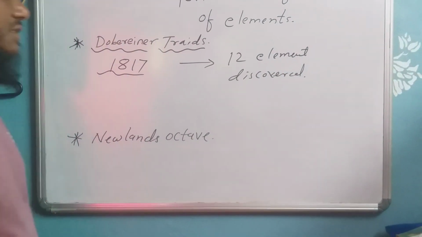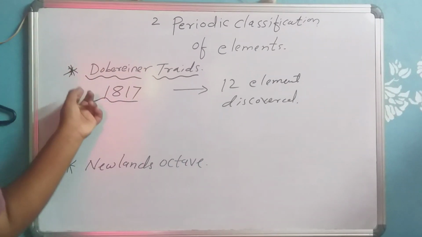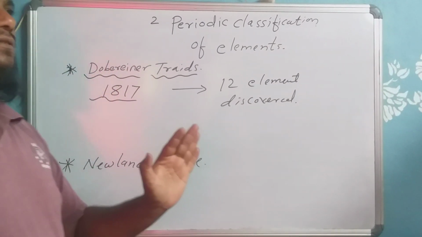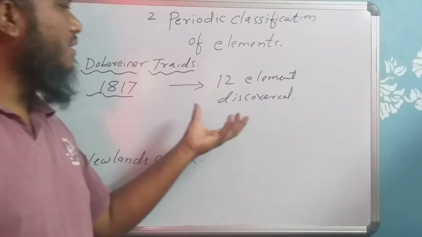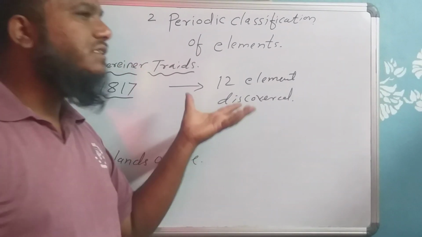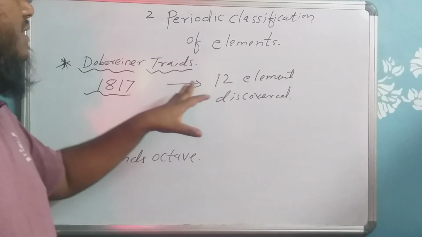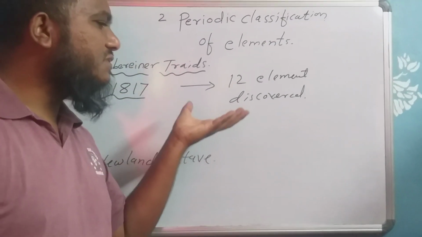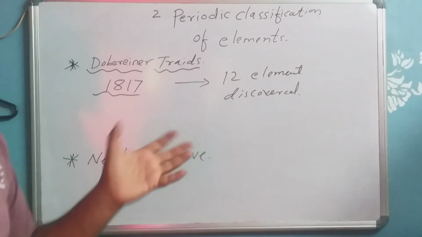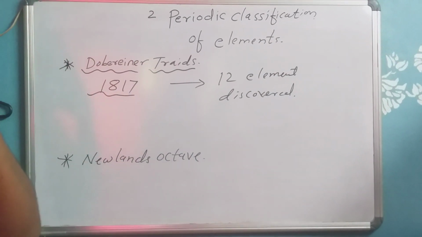Now students, keep in your mind, Dobereiner did not find these elements, but these 12 elements were already discovered up to his time in 1817. He was the first scientist, a German scientist, who came forward to classify the elements known up to his time.